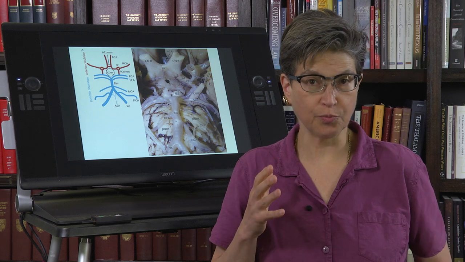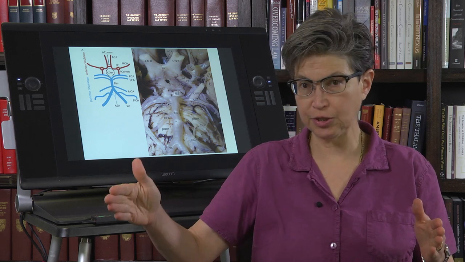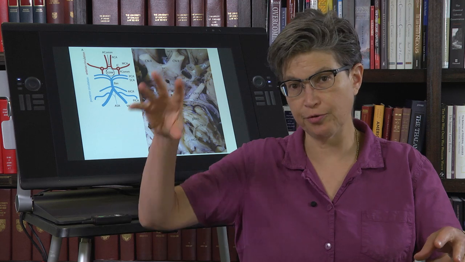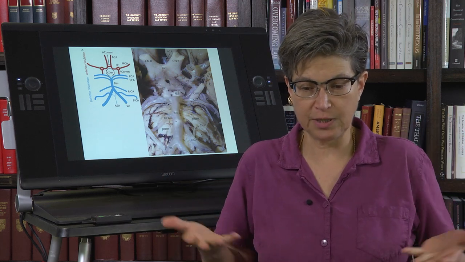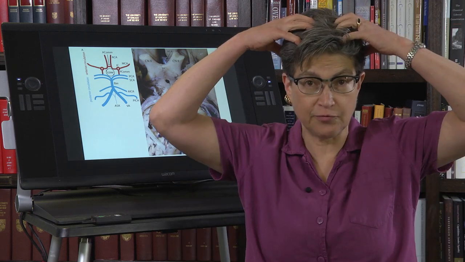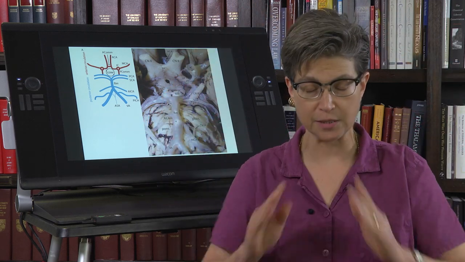The blood comes into the brain from two sources, an anterior source and a posterior source. So there's an anterior circulation and a posterior circulation. All of this comes in at the base of the brain. Nothing comes in from the top. It all comes in from the base.